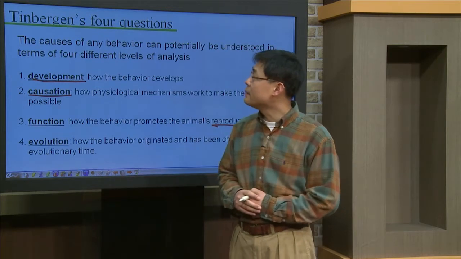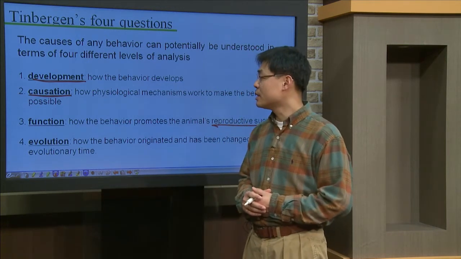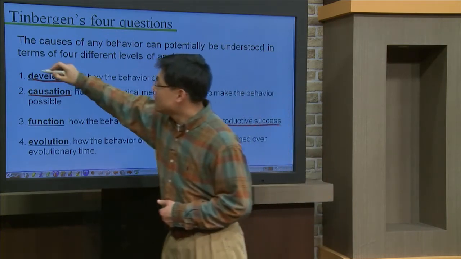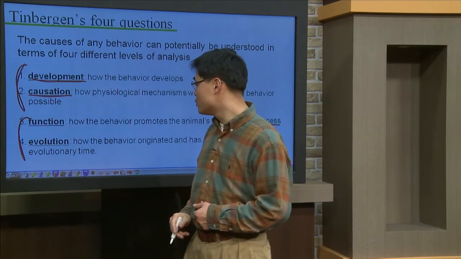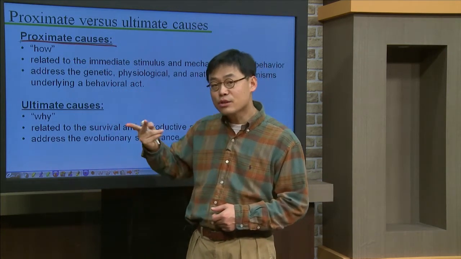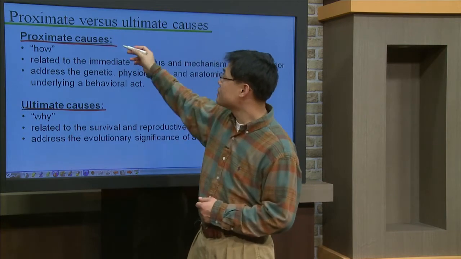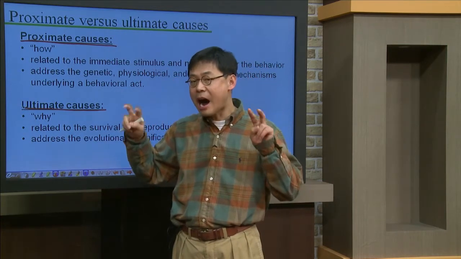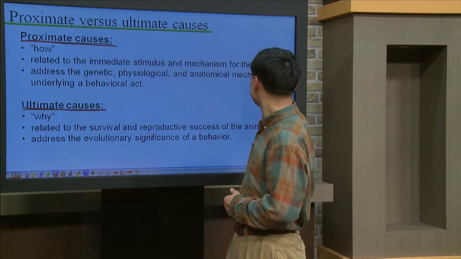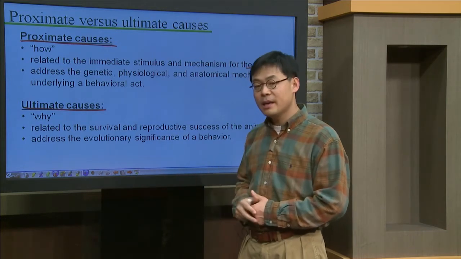These are the 4 questions posed by Tinbergen, and you should ask these 4 questions to study any behavior that you are interested in. These 4 questions can be classified into 2 groups. The first 2 are called the proximate causes, and the last 2 are the ultimate causes. What are proximate causes? They ask how. It's more like a how question: how do you do it? It's related to the immediate stimulus and mechanism for the behavior, and you address the genetic, physiological and anatomical mechanisms underlying a behavioral act.